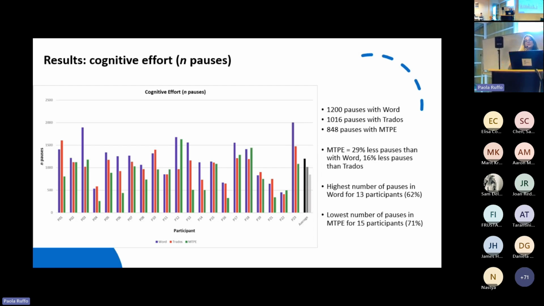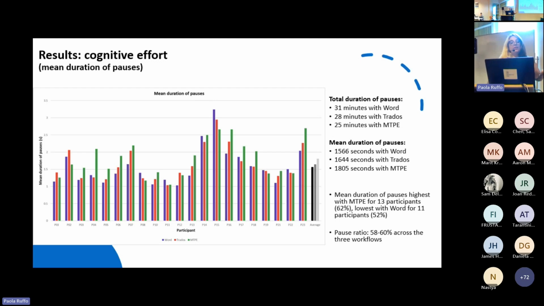So with post-editing, we had 29% fewer pauses than with Word, and 16% fewer pauses than Trados. And the highest number of pauses in Word was for 13 participants, so again, more than half. And the lowest number of pauses was in post-editing for 15 participants. Well, I got things twisted, but this is where the trend is inverted actually, because again, we saved pauses.